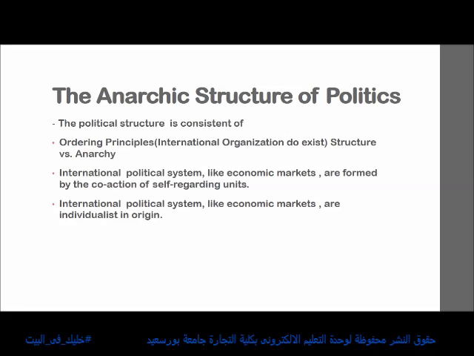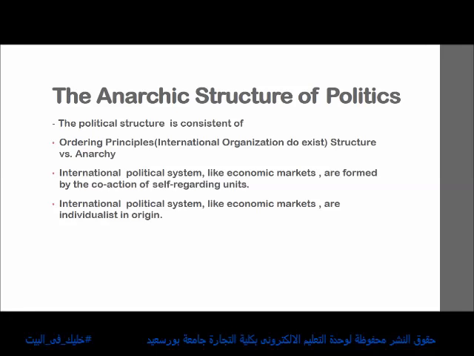The anarchic structure of politics. In the structure of politics, we should understand that international organizations do exist. So structure versus anarchy. Power transition is part of the structure of politics. Anarchy describes balance of power. Remember, anarchy means no central authority, no central power really controls the international system. Power transition describes the international system as controlled by a dominant country, the hegemon, the strongest state. So we have to understand the differences between balance of power and power transition.